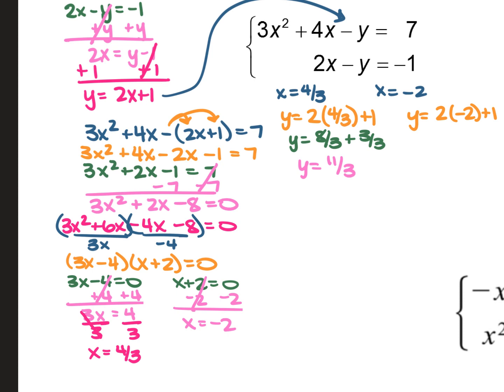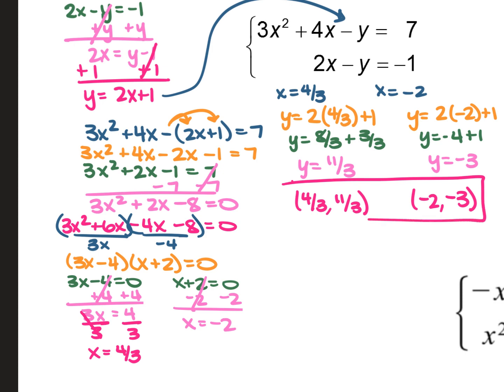For the other equation, your 2 times negative 2 is negative 4, and negative 4 plus 1 leaves us with a y equaling negative 3. So when x is 4/3, our y is 11/3, so that's one ordered pair. And when x is negative 2, our y is negative 3. That's our second ordered pair. So both of these are solutions.